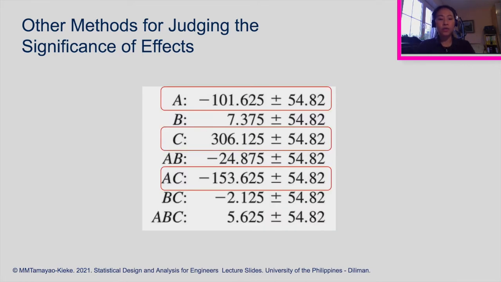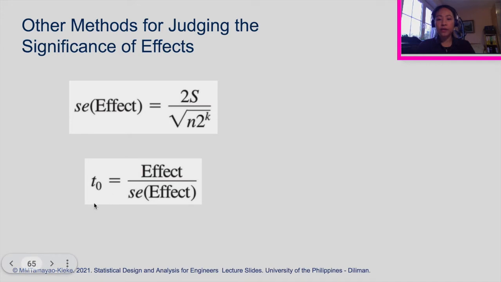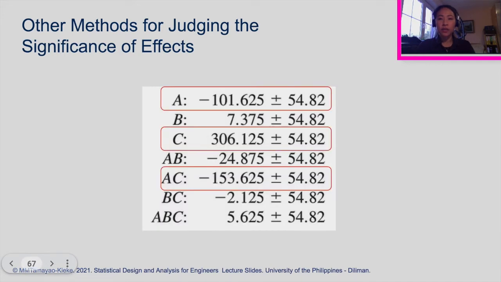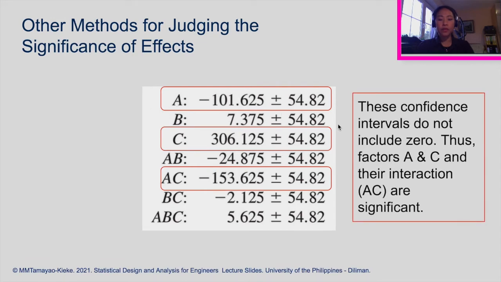Now, if we use this formula to compute for T naught, we can then derive the 95% confidence intervals for the different effects. And these are the corresponding confidence intervals. Now you can see here those that are marked with red are confidence intervals that do not include 0. Therefore, these factors A, C, as well as the interaction, whose intervals do not include 0, are significant.